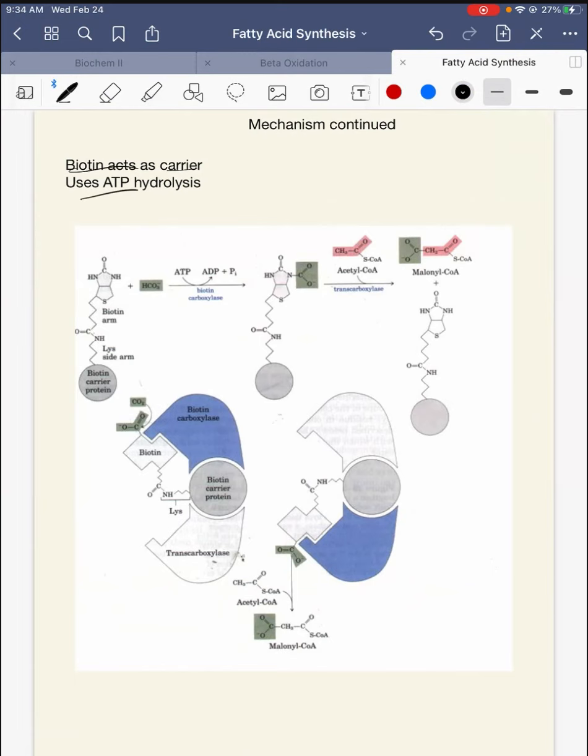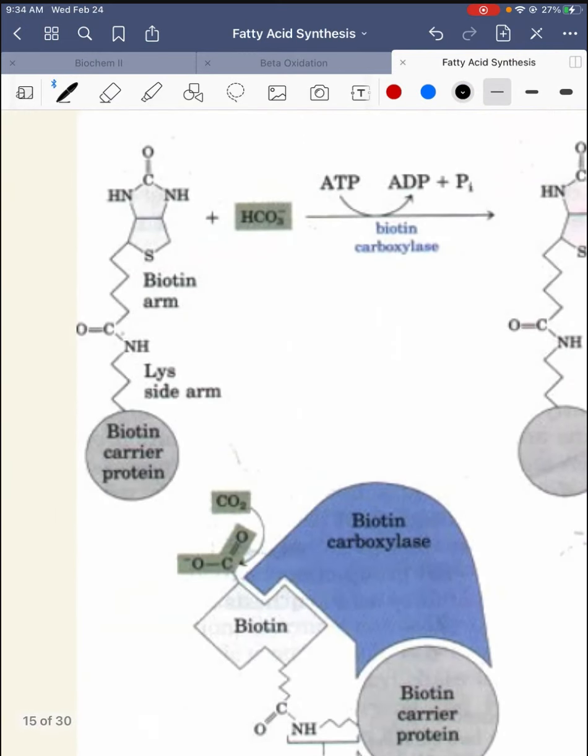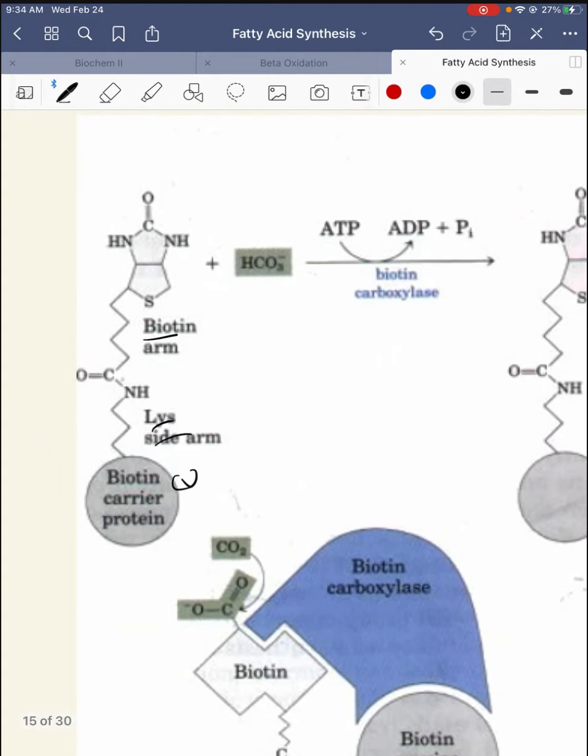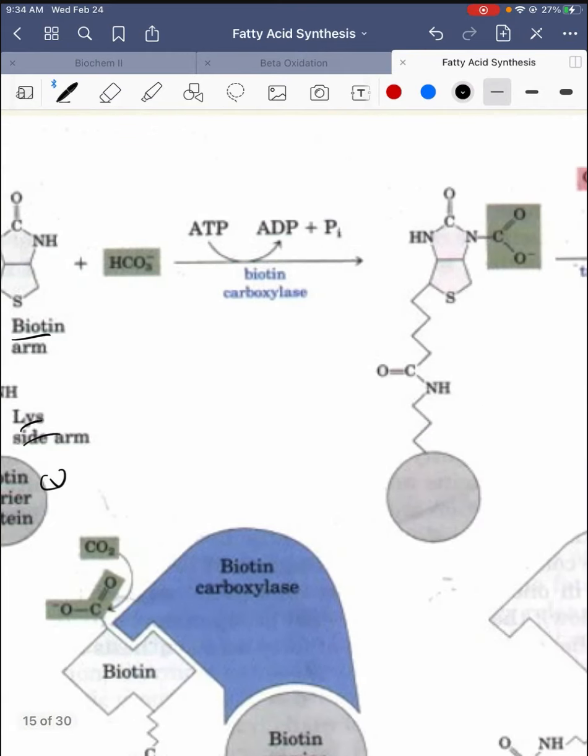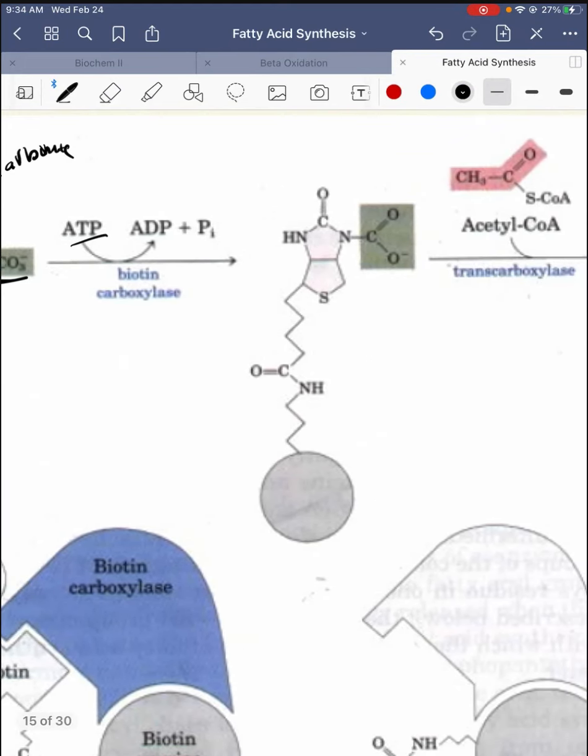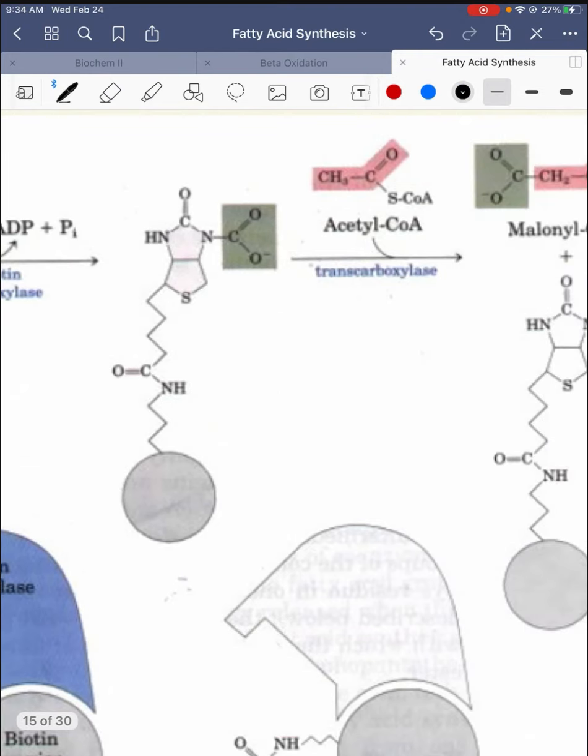So let's zoom in. So this is the lysine arm. It's in a biotin carrier protein. We have the biotin bound to the lysine arm. We hydrolyze ATP. Remember when we're adding CO2 from bicarbonate, so this is bicarbonate. We add CO2 on the biotin arm, so we get the carboxybiotin. So this is now carboxybiotin.